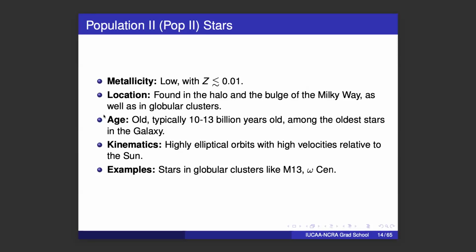And globular clusters are clusters of stars that are outside of the Milky Way galaxy itself, and they are in orbit around the Milky Way, but they are not sitting inside the Milky Way. So they are like satellite clusters of the Milky Way. The age of population 2 stars is old, typically 10 to 13 billion years old, among the oldest stars in the galaxy.